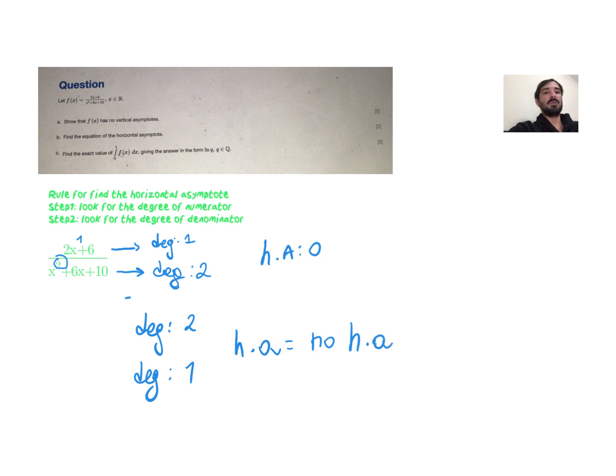So when the degree of the numerator is less than the degree of the denominator, then the horizontal asymptote will be 0. Okay, what if we have a different situation like this one? Let's say the degree of the numerator is 2 and the degree of the denominator is 1. As you see, the degree of the numerator is more than the degree of the denominator, then we will just say no horizontal asymptote, just because of this situation.